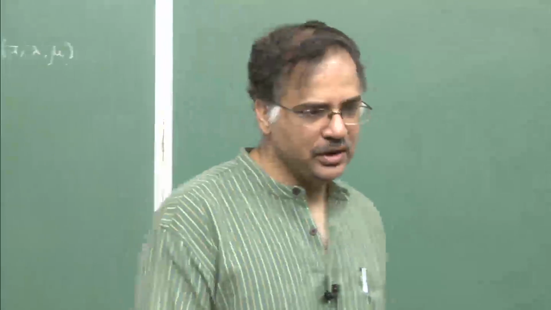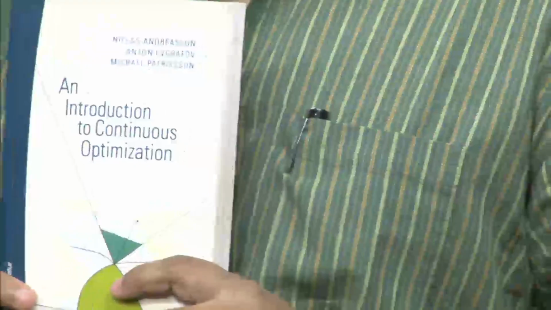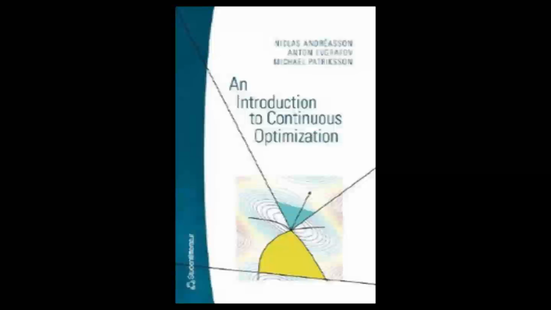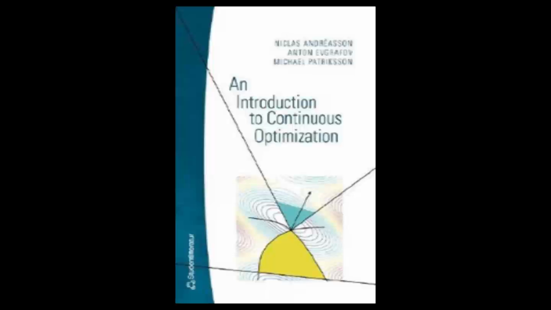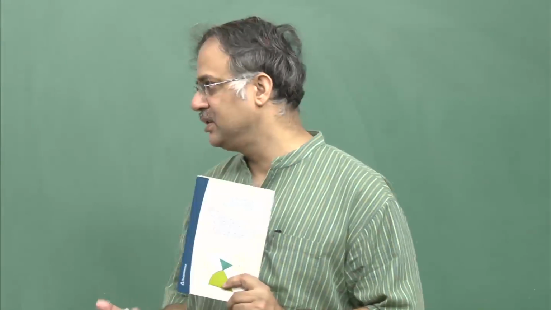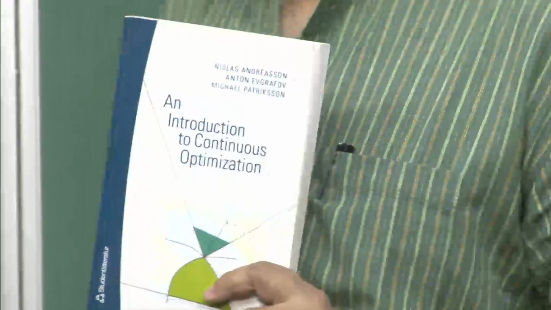from the text by Andreasen, F. Grafov and Michael Patrickson. This text is called An Introduction to Continuous Optimization. This is available in India, and in fact it is an Indian print that I am trying to show you. It is published by Overseas Press in India. Michael Patrickson is a very renowned optimization researcher.